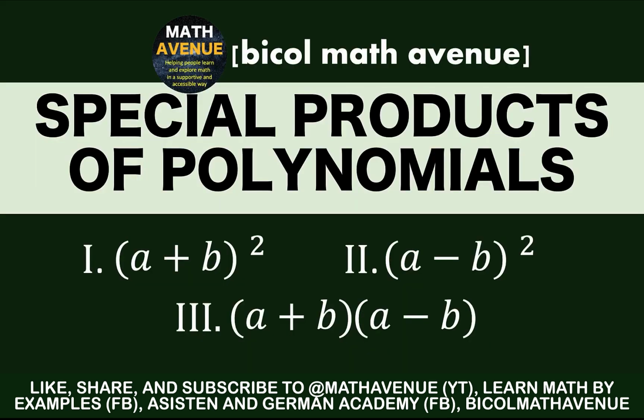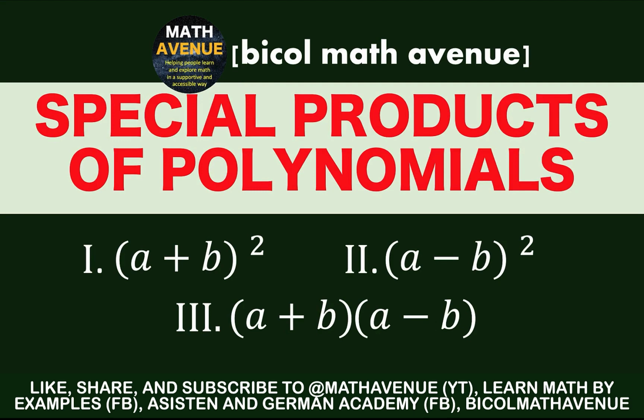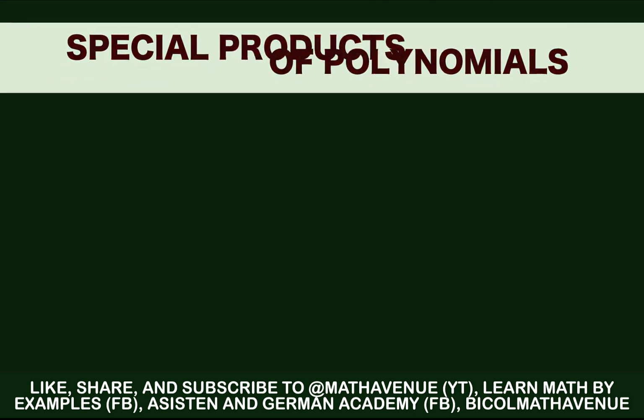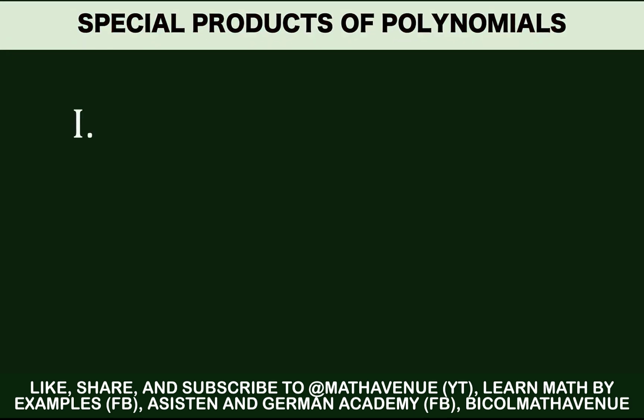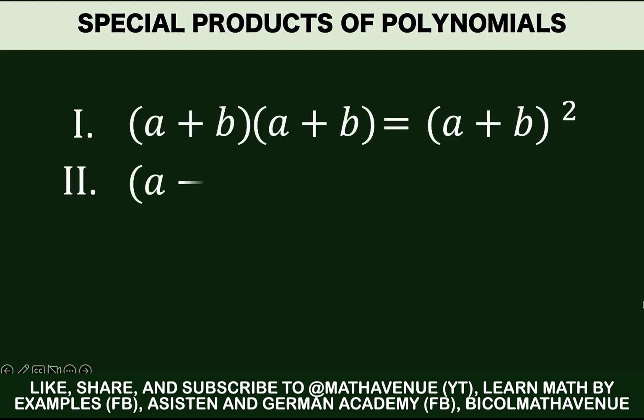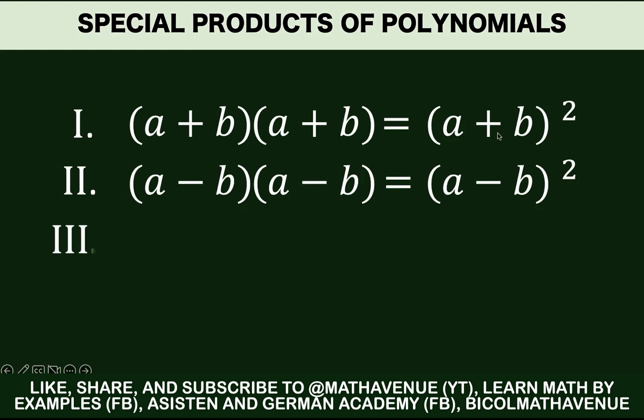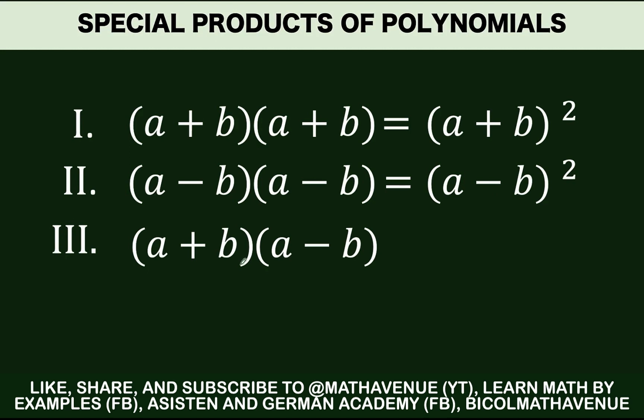Now let's talk about the special products of polynomials. These are multiplications of polynomials that are easier to perform because there's a pattern. That's why we call them special products. The first one is the square of a binomial connected by a plus sign. The second is the square of a binomial connected by a minus sign. And the third one is the product of the sum and difference of 2 numbers. These 2 numbers, A and B, are the same, only that one is plus, the other is minus.